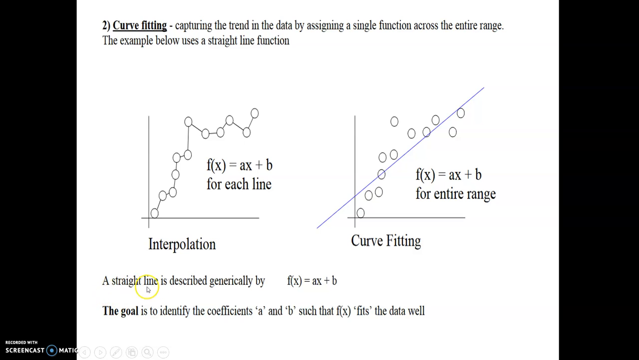Now a straight line, here we have fixed a straight line. The function for a straight line is ax + b, the equation of the line. The goal is to identify the coefficients a and b such that f(x) fits the data well. Now what we have to do is find the coefficients a and b.